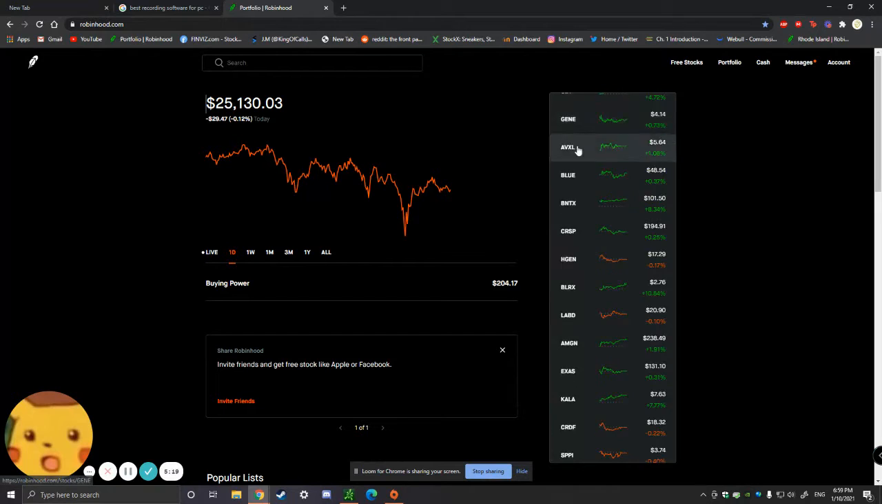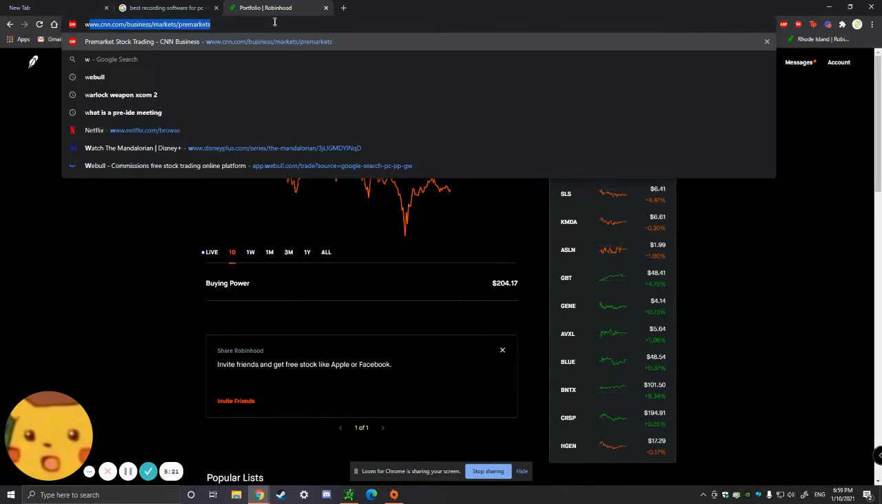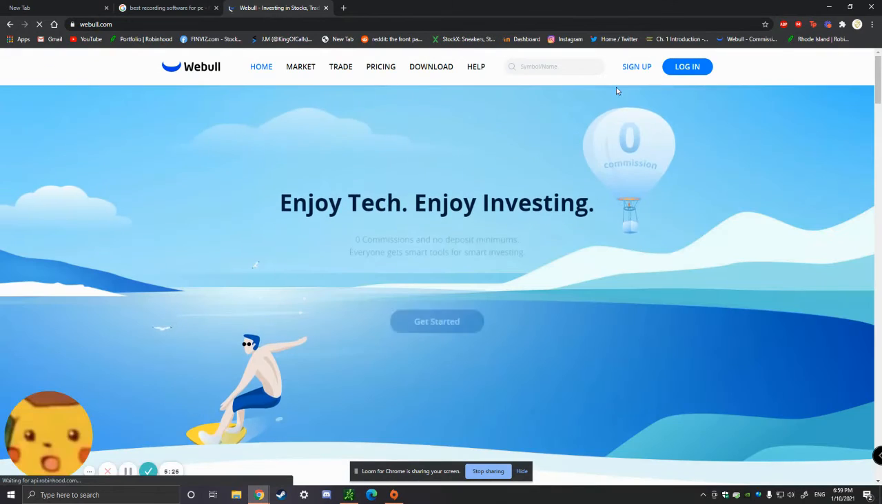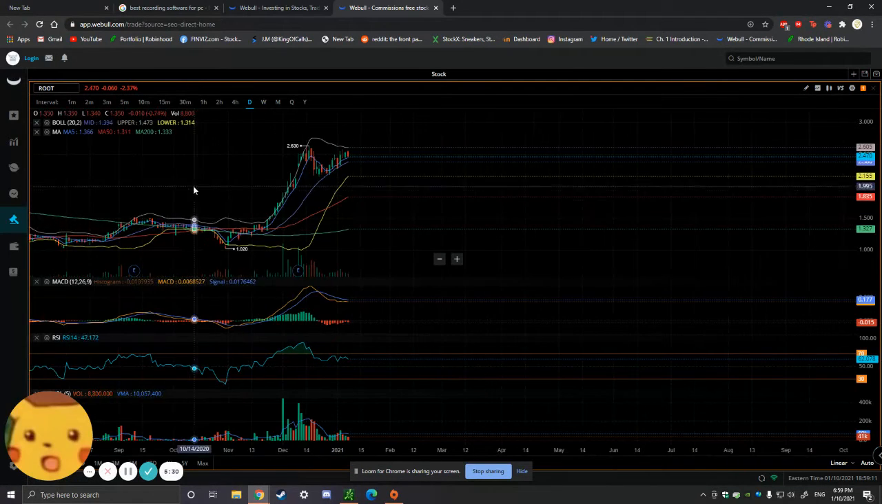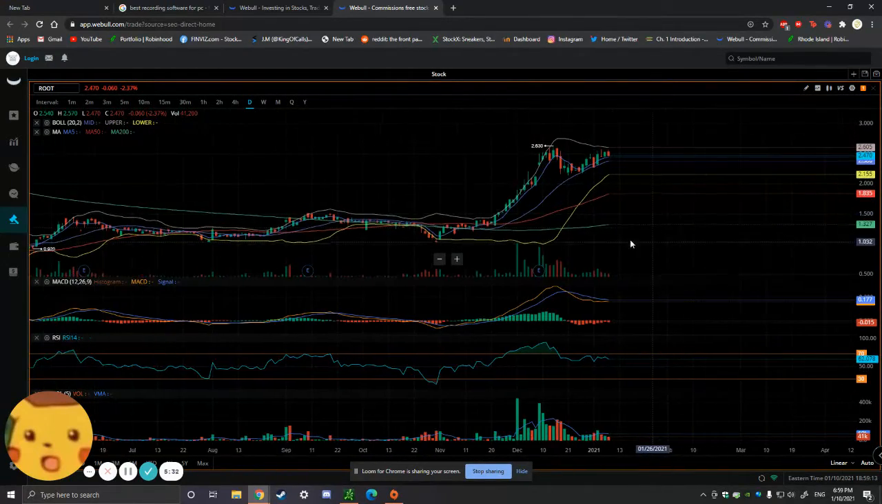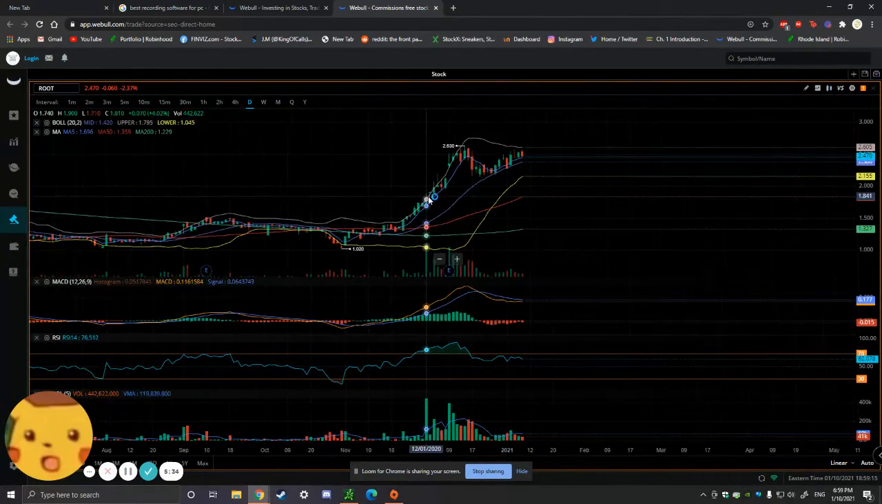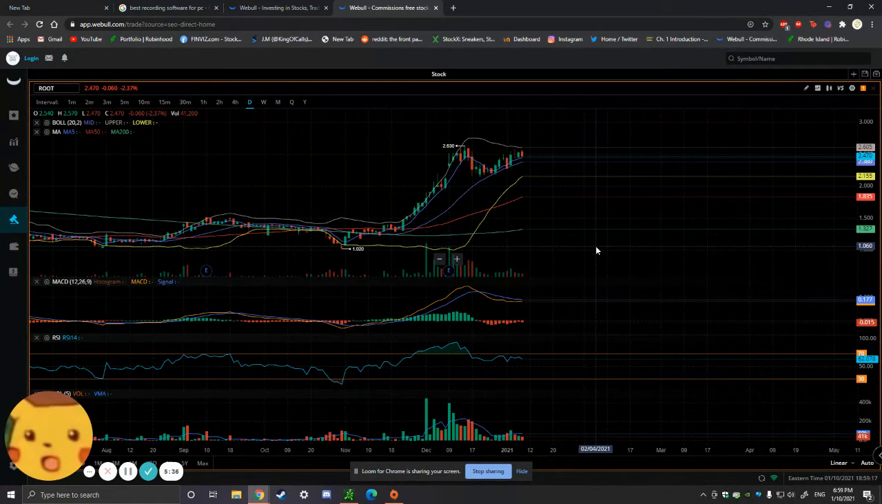But there's that, and then I also use Webull. Webull is probably the best free brokerage. It's really the only free brokerage besides Robinhood, but I like Webull a lot more. This is what I use for charts. I think Webull has very smooth charts. It offers a lot of indicators, and I just think it's great for all around trading. So yeah, those are the things that I use to trade.